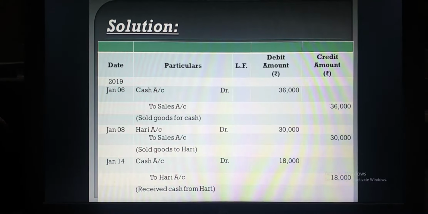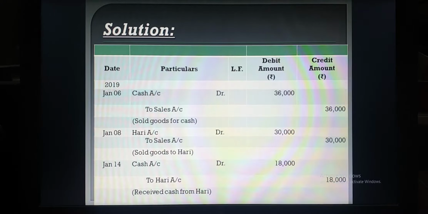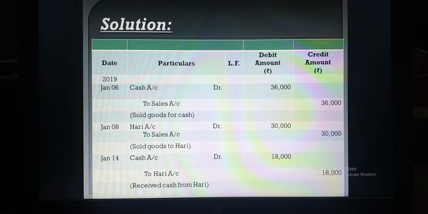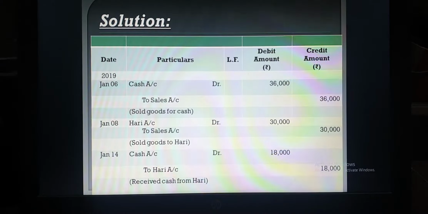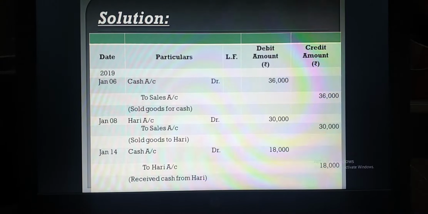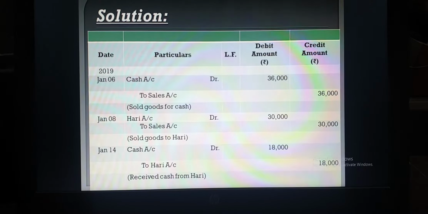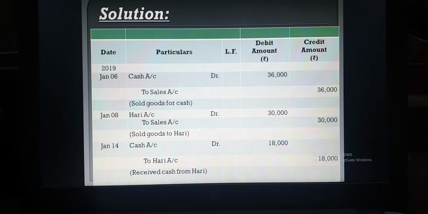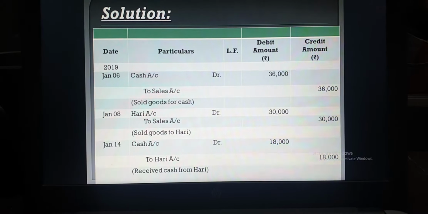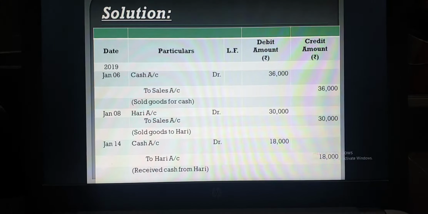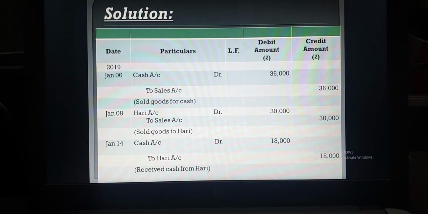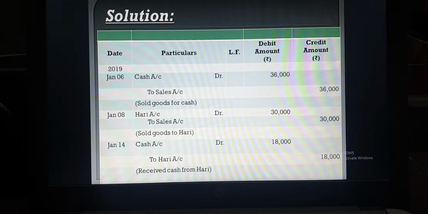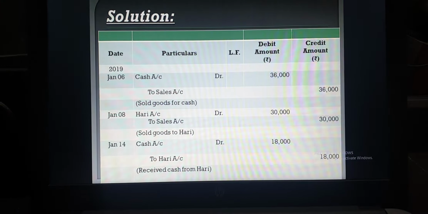So here is the format of journal: date, particulars, ledger folio, debit amount and credit amount. First of all, in the date column, you have to mention the year, that is 2016. It is already given in the question. Now, I already told you that in journal, you have to pass the journal entries in chronological order, that is serial wise or date wise. So first of all, you have to pass the journal entry of January 6.